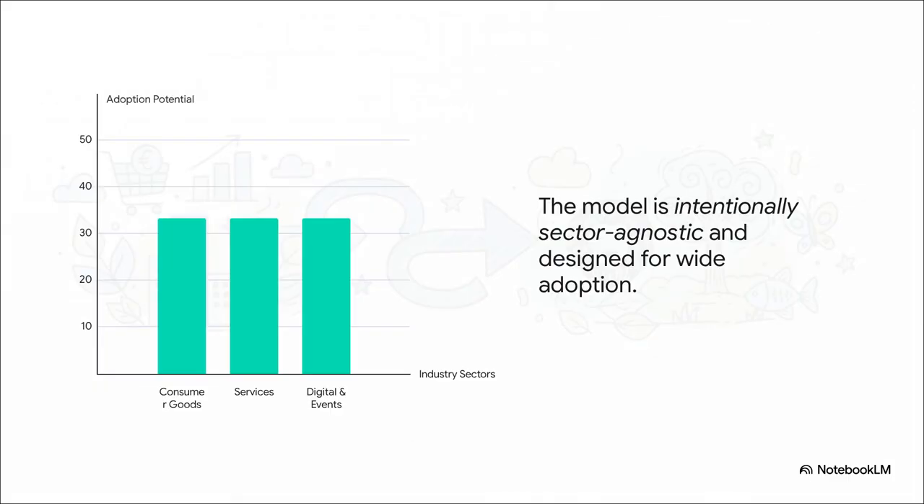The model's strength lies in its versatility. It's not limited to a single industry. It has been designed for adoption across consumer goods, like apparel and food, as well as services, such as tourism. It also applies to digital products and events, like ticketing. This multi-sector approach is essential for achieving the scale needed for significant global impact.